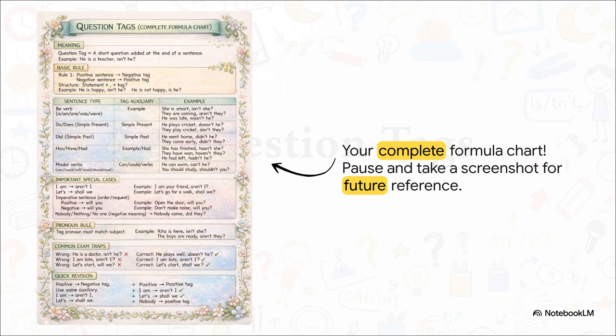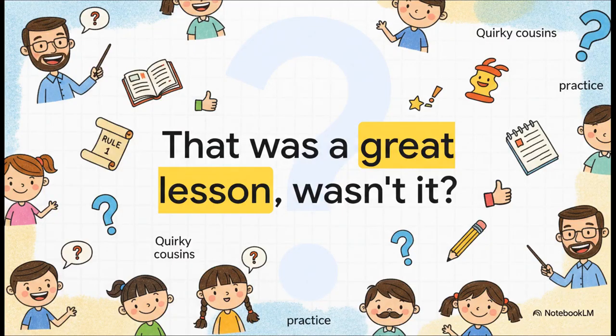I'd say right now is the perfect time to pause and grab a screenshot. Go on, do it. Think of it as your personal cheat sheet, your secret weapon for mastering question tags. See? I told you it was simple. It's really just one main rule, the rule of opposites, and a couple of quirky cousins to remember. And now, you have the secret. You know how to use question tags just like a native speaker.